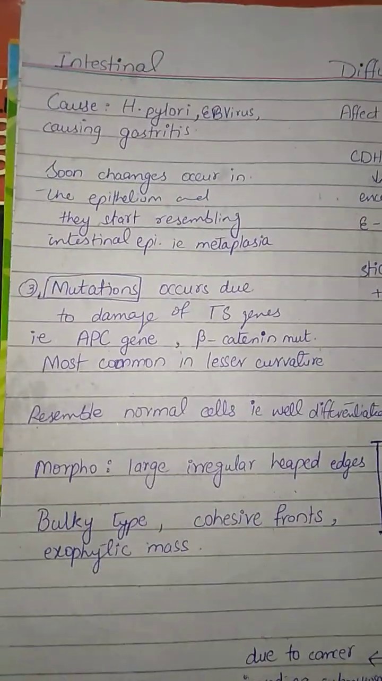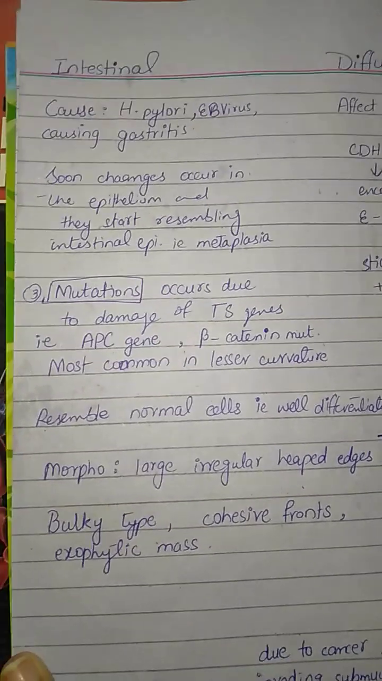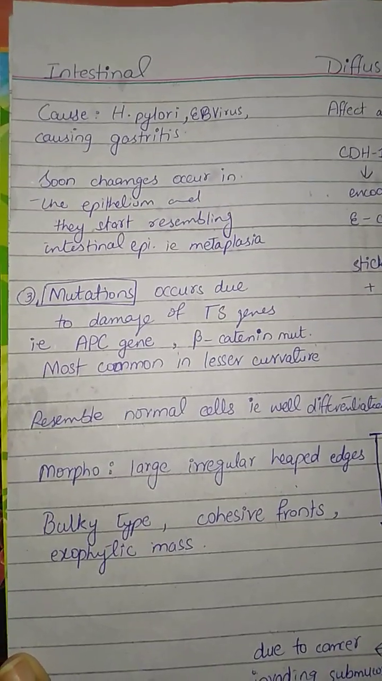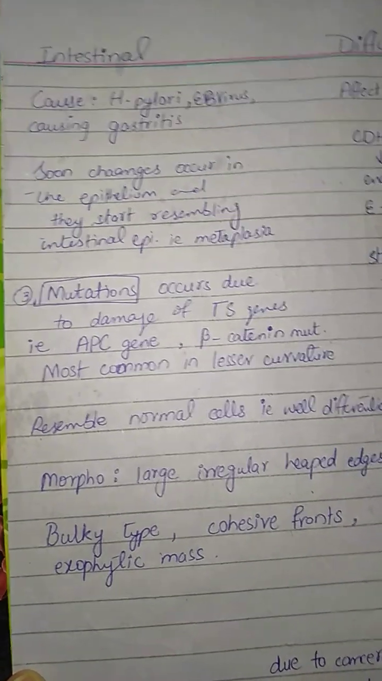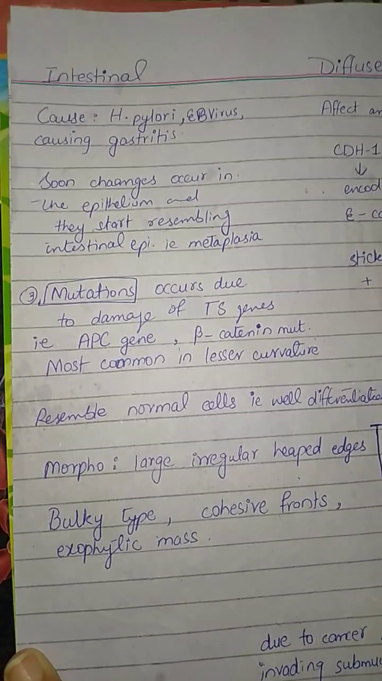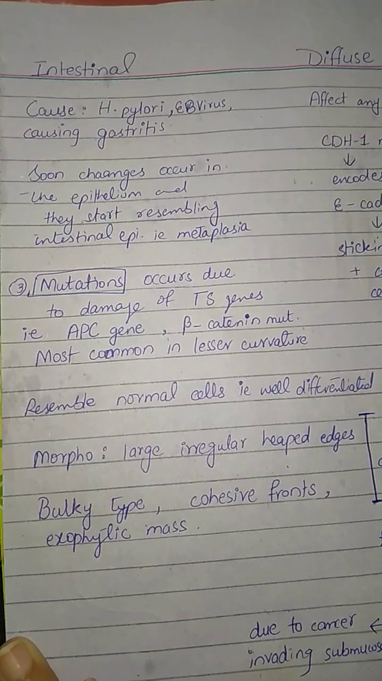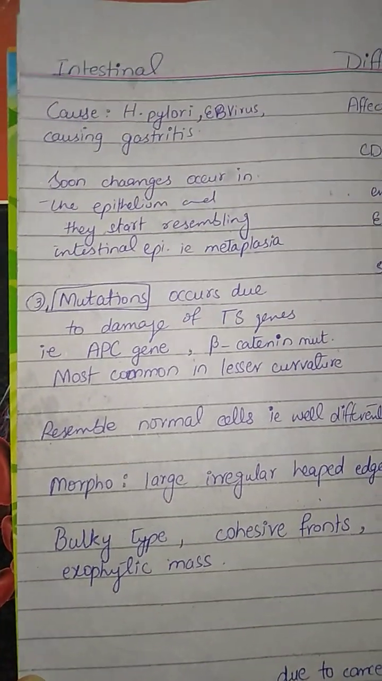Now, coming to adenocarcinoma in detail. Adenocarcinoma occurs in 90% of the cases. That is the most common cancer of stomach. According to Lauren classification, Lauren was a scientist who classified this cancer into 2 types: intestinal and diffuse. Now, let's discuss it.